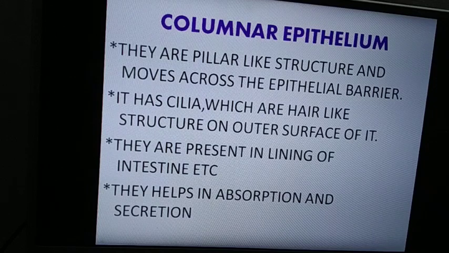Columnar epithelium. They are pillar-like structures and move across the epithelial barrier. We all have seen a pillar, and they are pillar-like structures that move across the epithelial barrier, that is, for protection. It has cilia, which are hair-like structures, on its outer surface. They are present in the lining of the intestine etc. The small intestine and large intestine linings are made up of columnar epithelium. Columnar epithelium's function is in absorption and secretion.